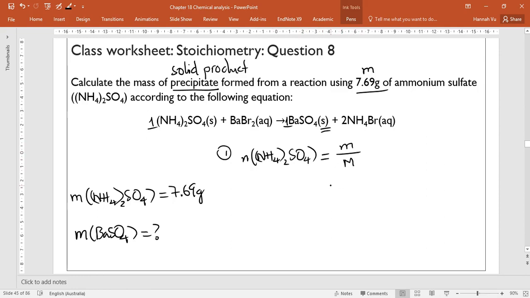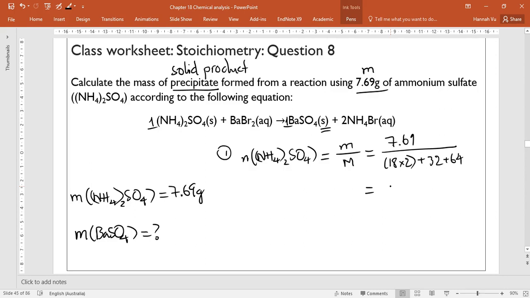Okay, 7.69. I don't know what the molar mass is. You need to find the molar mass. Okay, let's just do this. So 14 is nitrogen plus 4, 18. Okay, so 18 times 2 is going to be the NH4 twice. Sulfur is 32, and 4 oxygen is 64. Okay, plus 32 plus 64. This is 102, so I got 132 for the molar mass.